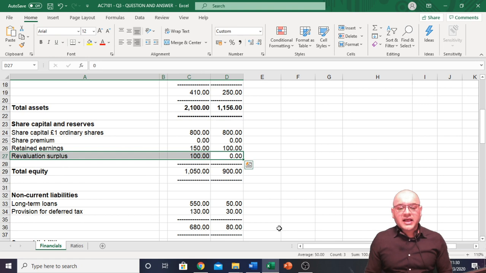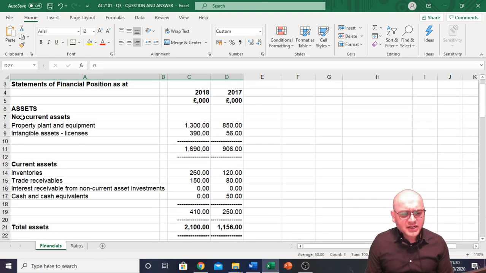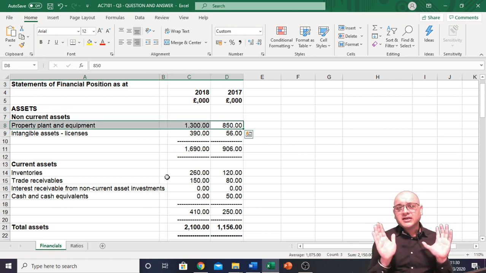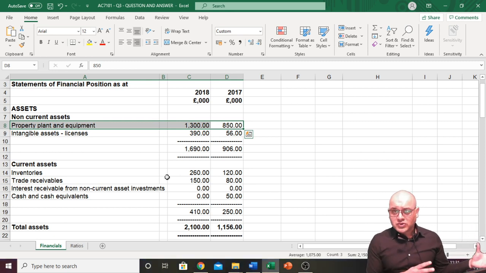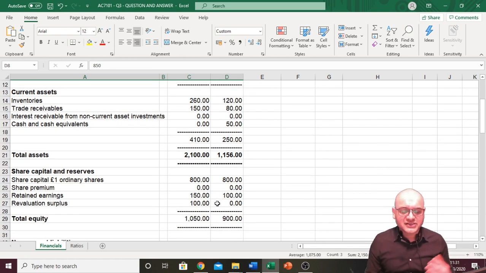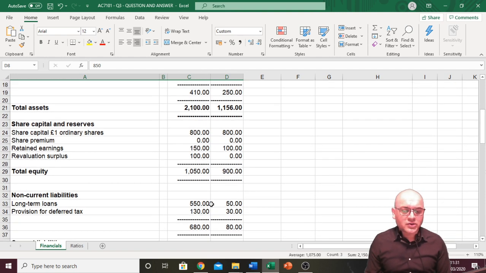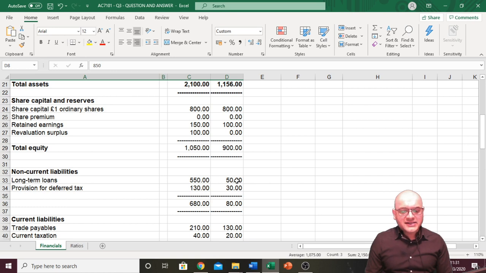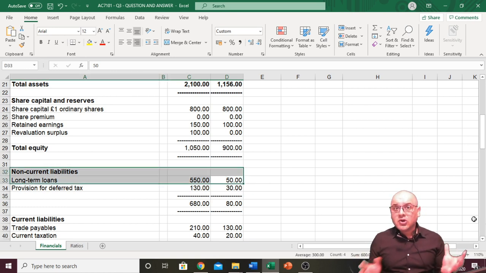Revaluation has gone up. That means they have revalued some of the assets. So if we go back to the non-current assets and see the property, plant and equipment, you can see the value has gone up. Out of the total value, 100 of the increase is because of revaluation, and the rest is perhaps purchased assets on credit or perhaps on cash, we don't know. Then we have non-current liabilities, and in non-current liabilities the loans have gone up quite significantly. It was 50 last year, 550 this year, too much.